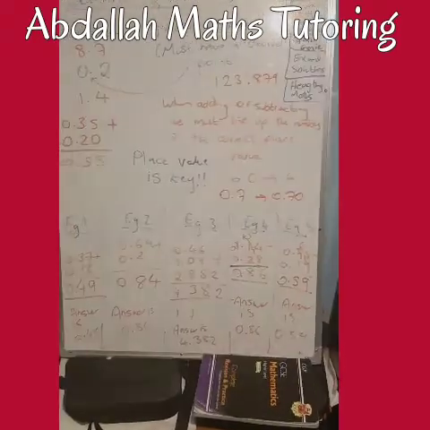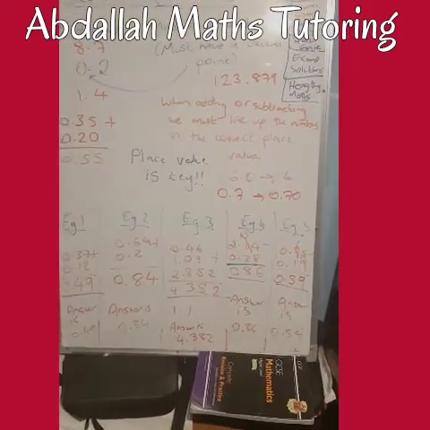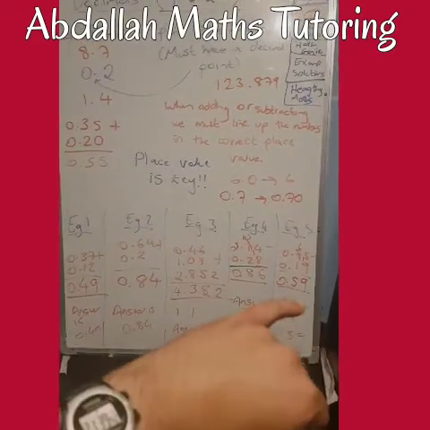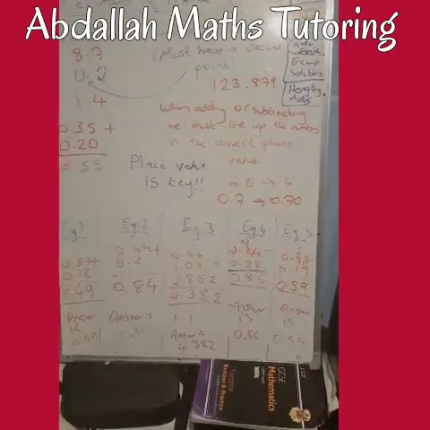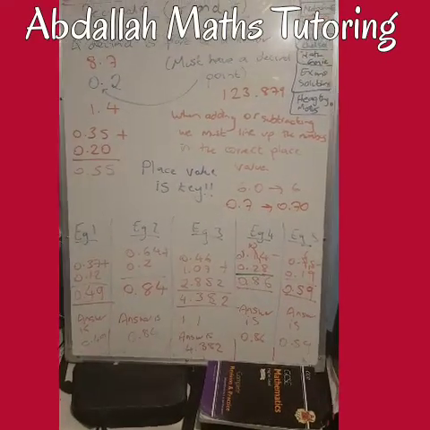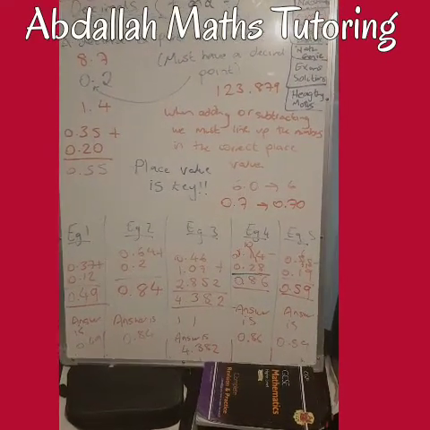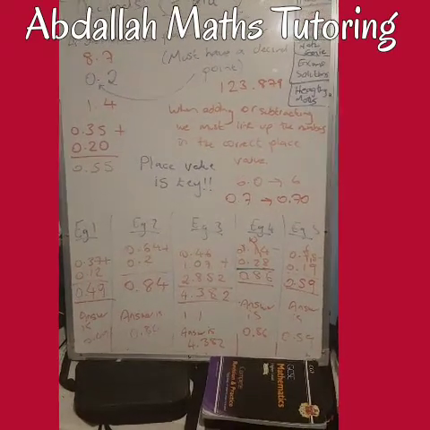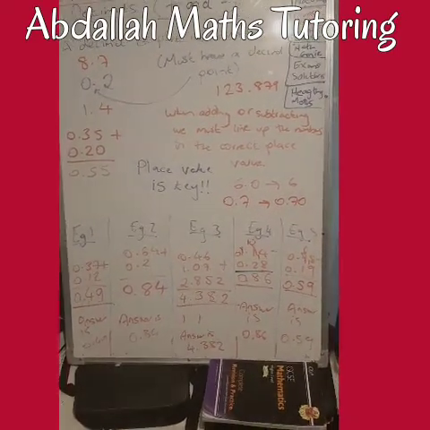And then lastly, 0.78 minus 0.19. Again, guys, 8 take away 9 I can't do. So I'll take off 1 from the 7, so it's a 6. So it's 18 take away 9, which is 9. 6 take away 1, which is going to be 5. And then 0 take away 0 is going to be 0. So the answer is 0.59.